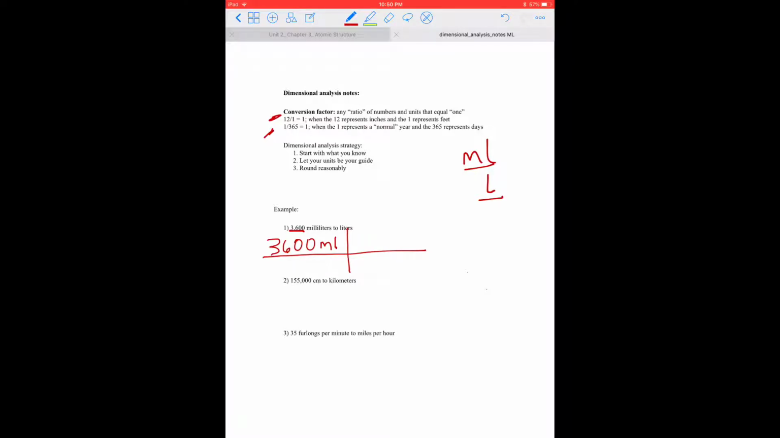There you go. There's my fence and my rail. And now I'm going to, I just did this step. I did start with what you know. And now I'm going to do this one here. Let your units be your guide.